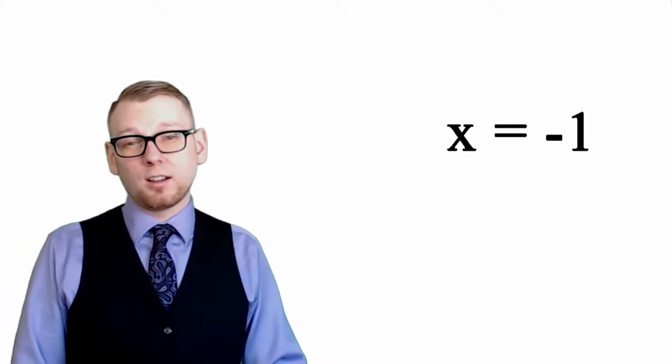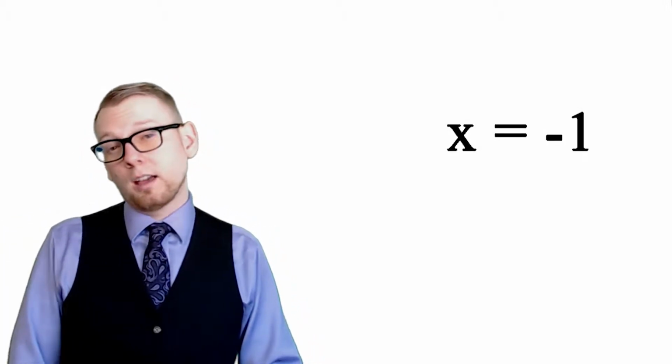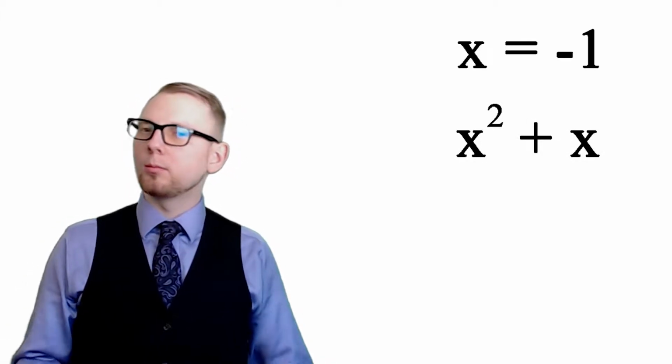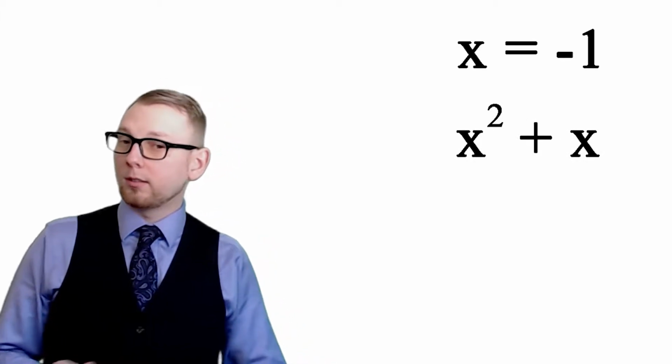It is important to remember what you're plugging in and where it is going, because for example, we could have a negative value, like x equals negative 1. Let's try with this function. We're going to plug in x equals minus 1 into x squared plus x. Now I'm going to show you how to do it the wrong way and the right way so you can tell the difference.